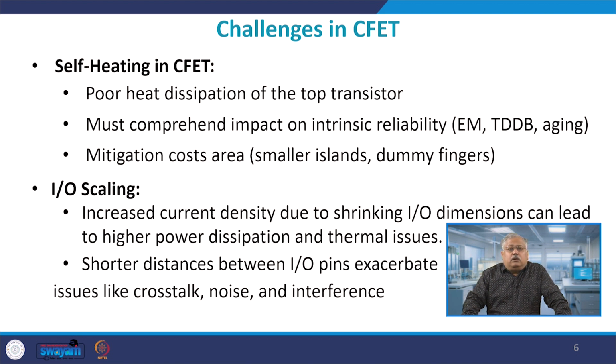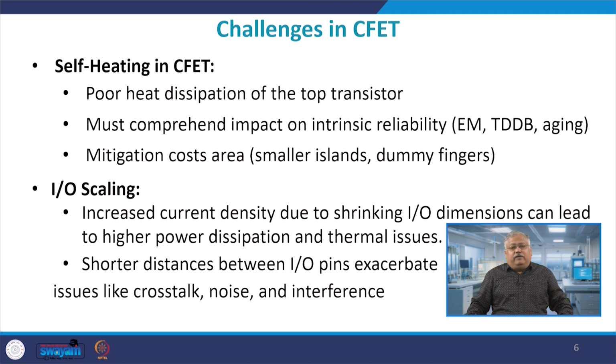Then you should also be able to understand there is a problem with the reliability of the device also, right, in terms of aging of the device, electromigration of the device, and so on and so forth. Though you can understand in a CFET, our area reduction has been quite low, or very small area has been utilized, because we are using the same silicon real estate to grow one PMOS and one NMOS over a standard layer, and therefore the costs are small. Another way of doing it is what is known as a dummy finger and smaller islands where you grow these CFETs.